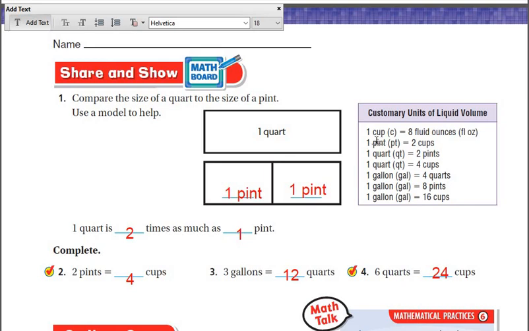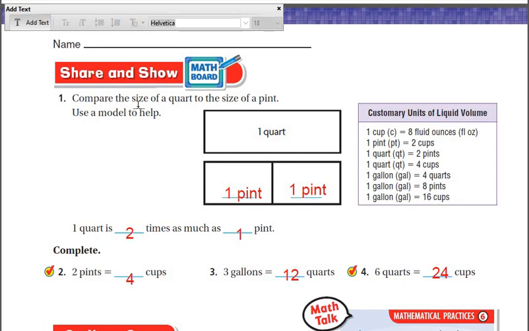We have here first 1 cup equals 8 fluid ounces. 1 pint equals 2 cups. 1 quart equals 2 pints. Also 1 quart equals 4 cups. Here we have 1 gallon equals 4 quarts. 1 gallon equals 8 pints, or also 16 cups.